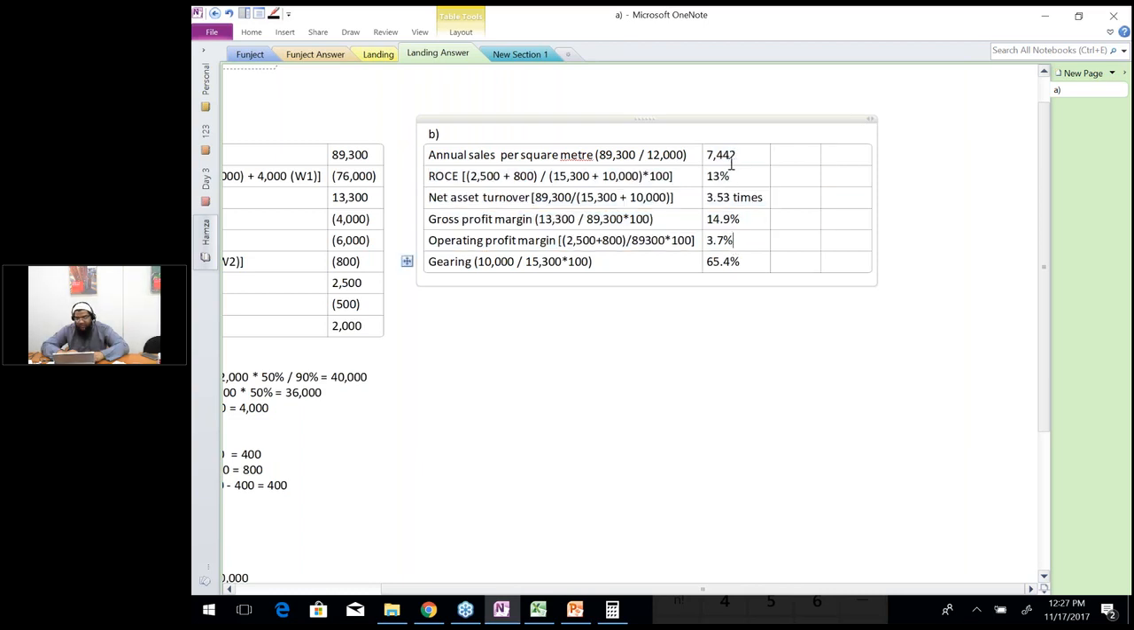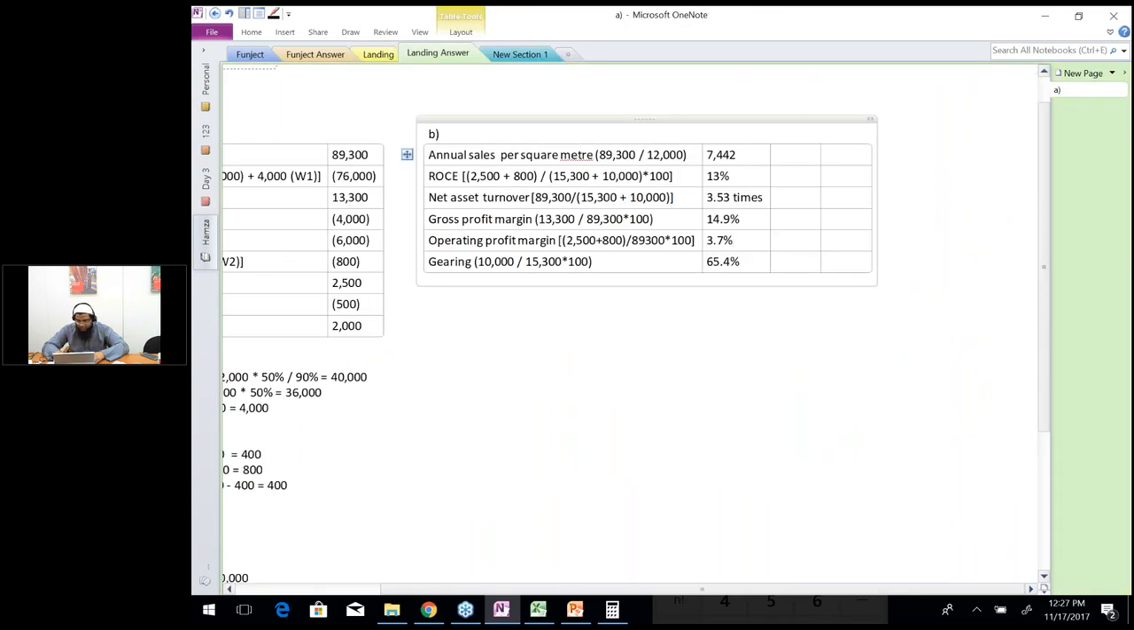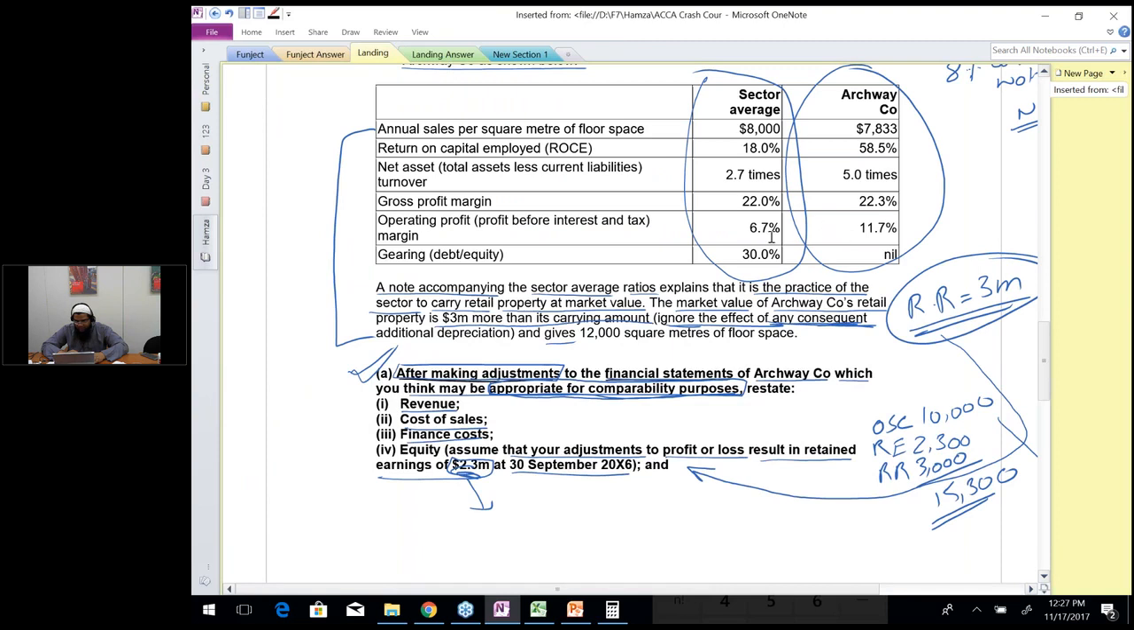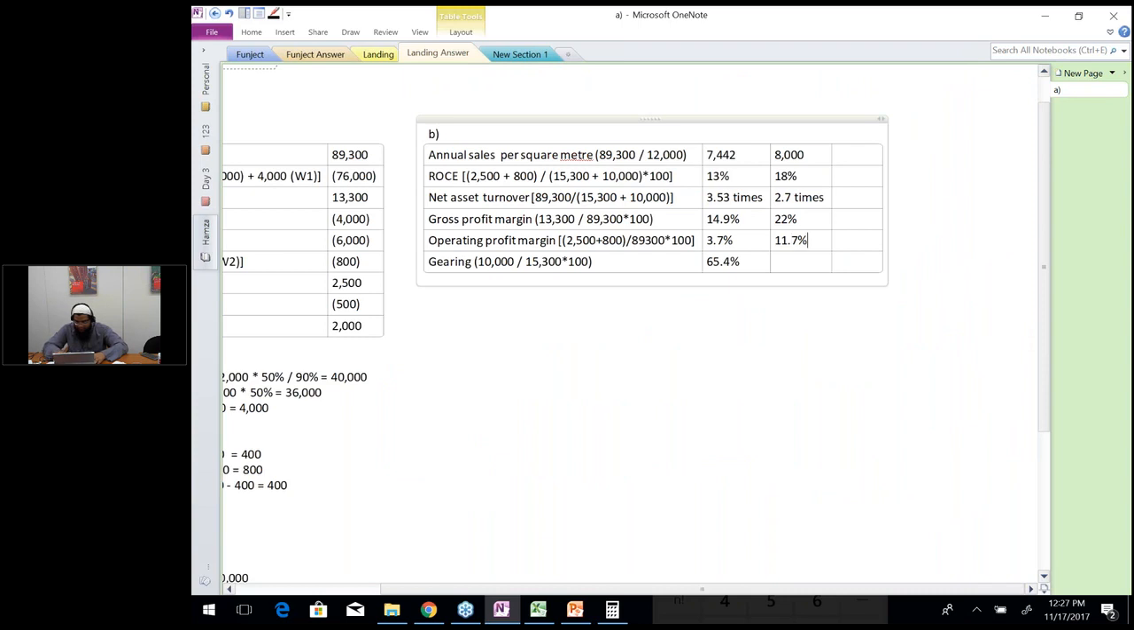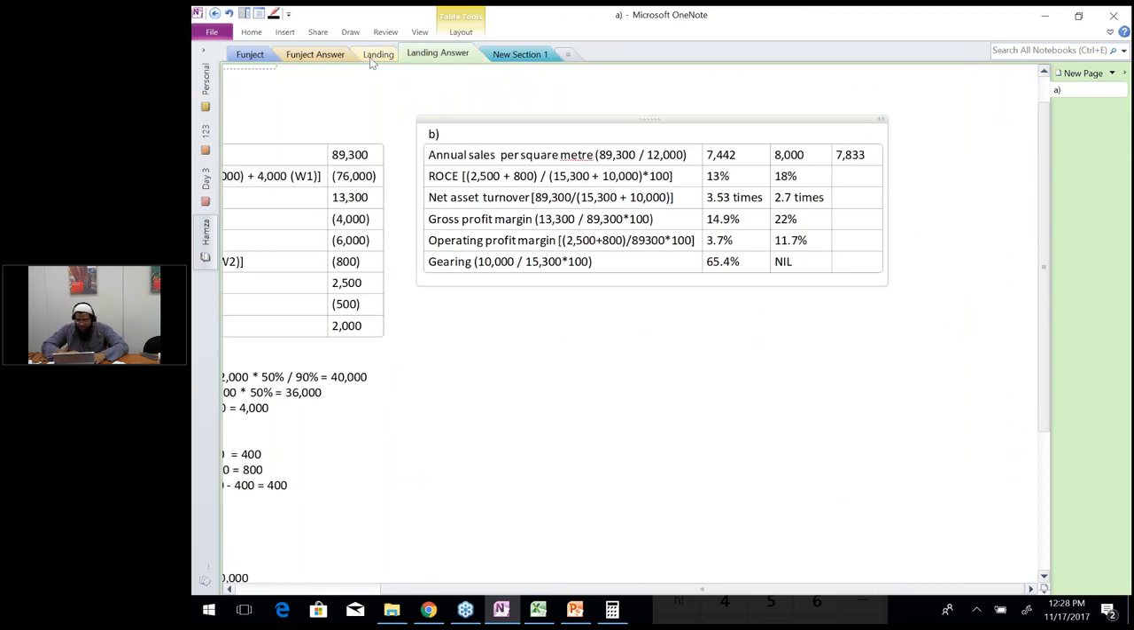Okay, so now we have got the adjusted values. Now I'm writing down the sector averages, which is 8,000 and 18%, and then 2.7 times 22%. And then we have 11.7% in nil. So these are the sector averages, and now I'm going to write the normal values calculated by the question, which was 7833. And then we have 58.5%, sorry. Then 5 times 22.3. Okay, and then we have 11.7 and nil.